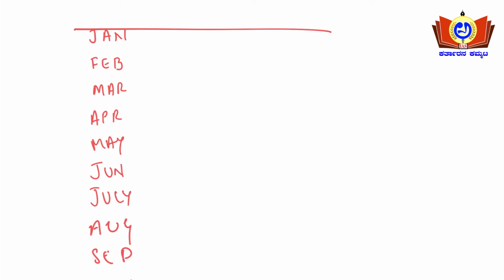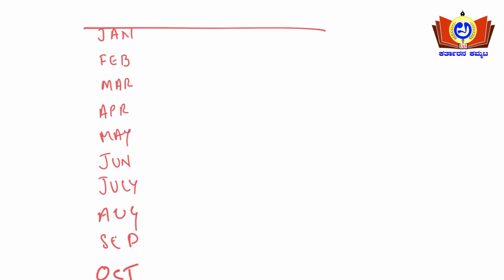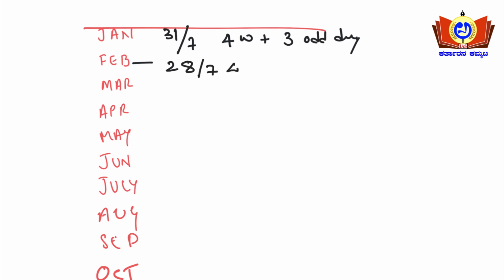Okay. So in January, how many days will be there? In January there are 31 days. So 31 divided by 7, how many weeks will be there? Actually 4 weeks plus 3 odd days. Yes or no? In February there are two possibilities. It can be a leap year or it can be an ordinary year. If it's an ordinary year, 28 days will be there. If we divide it by 7, it goes by 4, right? So 4 weeks plus 0 odd days.